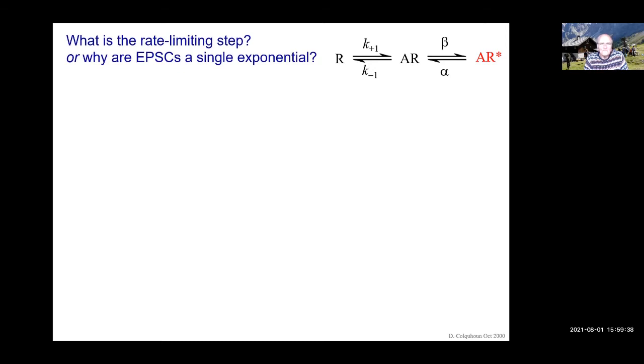Okay, another way of looking at it. There's the simple Del Castillo Katz mechanism again. I pointed out earlier that the decay of a synaptic current, at least at the neuromuscular end plate, is pretty close to a single exponential. How can that be? Because there are three states here, and that means there should be two exponentials to describe the macroscopic decay.